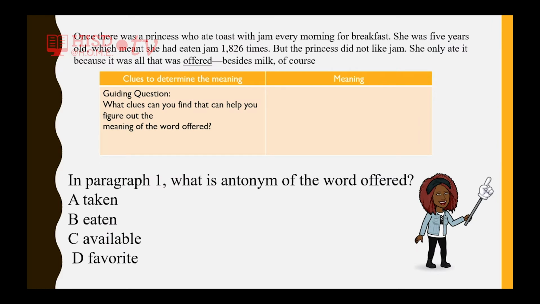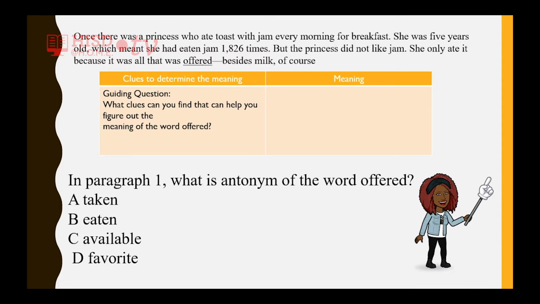So today we're going to be looking at some context clues questions. My first step is to always read my passage. Once there was a princess who ate toast with jam every morning for breakfast. She was 5 years old, which meant she had eaten jam 1,826 times. But the princess did not like jam. She only ate it because it was all that was offered, besides milk, of course.